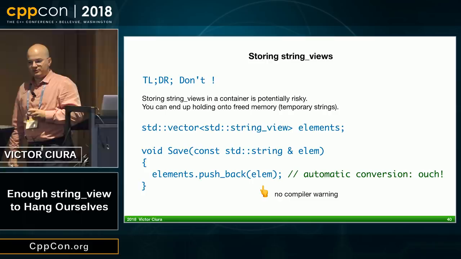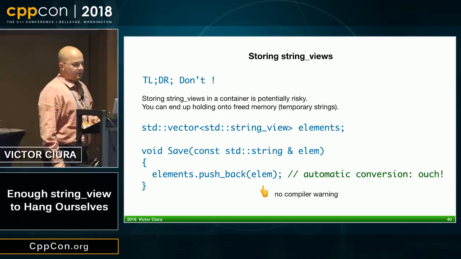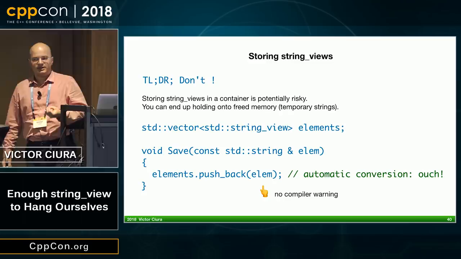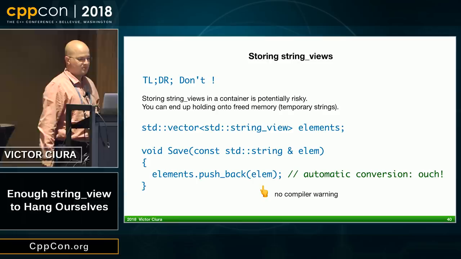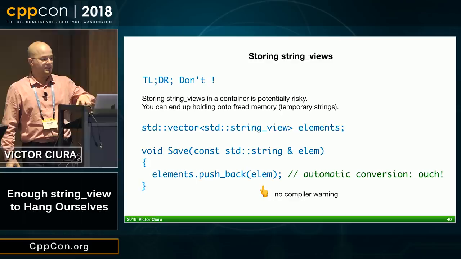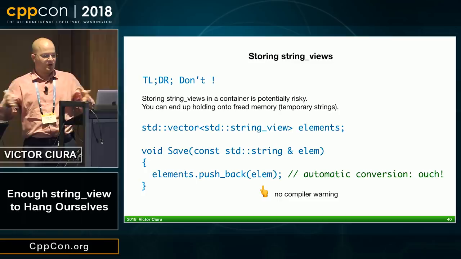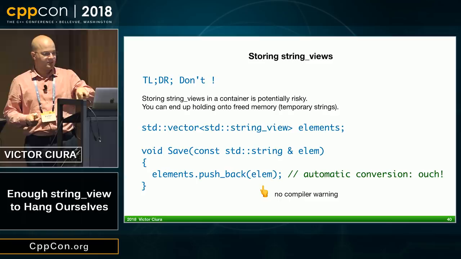So a little thought on storing string views, because you actually can. Storing string views, short answer would be very dangerous, don't do it. Because you can end up holding a reference to freed memory, so basically a dangling reference. And we can see a very simple example here. We have a vector of string views and we have a save function that receives a string reference. Let's say this function has a prototype that was designed previously and is using string ref throughout its interface. And we store this reference to the string in the vector of string views.